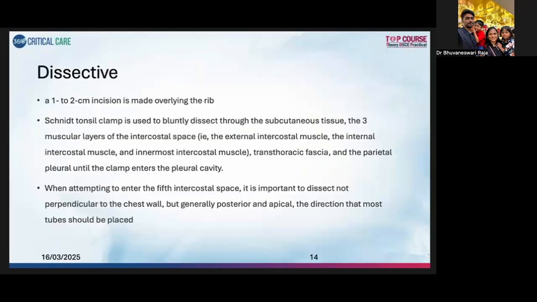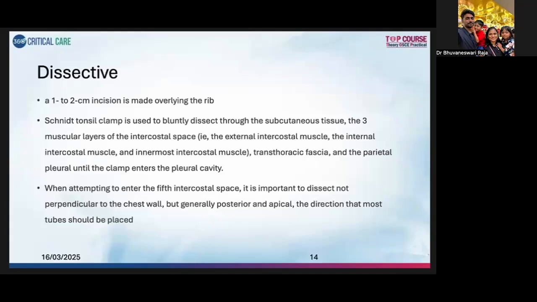For the dissector technique, you select the appropriate fourth or fifth intercostal space. You make a 1 to 2 centimeter incision parallel to the rib space, and you use a tonsil clamp to bluntly dissect the subcutaneous tissue, then the muscular layers of the intercostal space, that is the external intercostal muscle, internal intercostal muscle, innermost intercostal muscle, and also the transthoracic fascia and the parietal pleura. Once you enter the pleural cavity, there will be a giveaway feeling, and this dissection should happen over the upper border of the lower rib, so that you don't affect the neurovascular bundle.